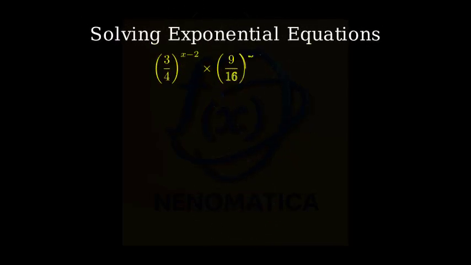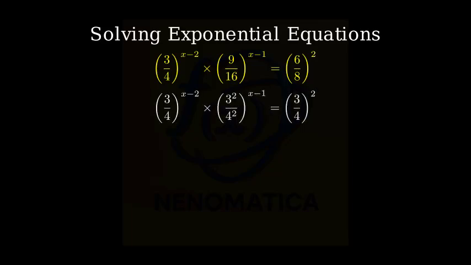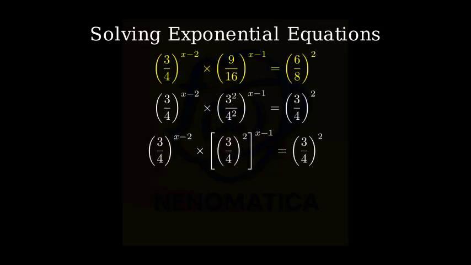We have the fraction 3/4 raised to the power of x minus 2 multiplied by the fraction 9/16 raised to the power of x minus 1 equals the fraction 6/8 squared. To solve this equation, we'll first simplify the terms and convert them to a common base. Let's start by rewriting 9/16 as a power of 3/4. 9/16 can be written as 3 squared over 4 squared. Now we can rewrite this as 3/4 squared.